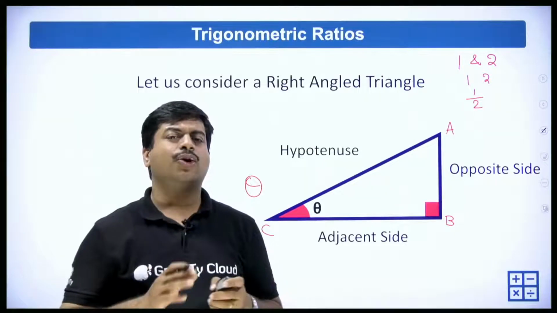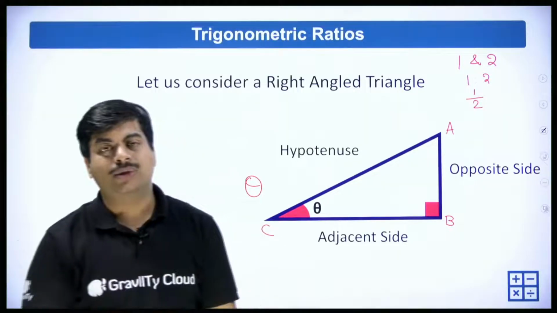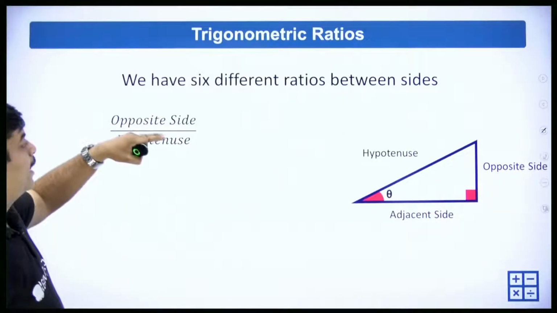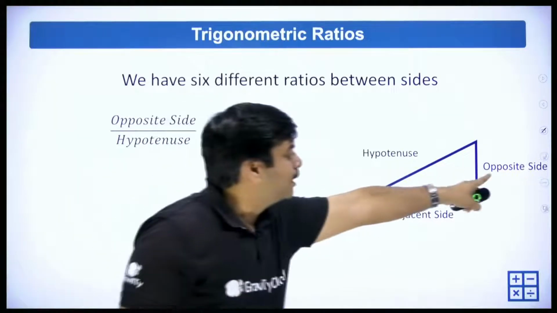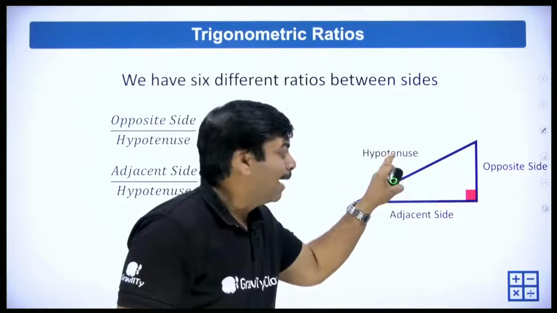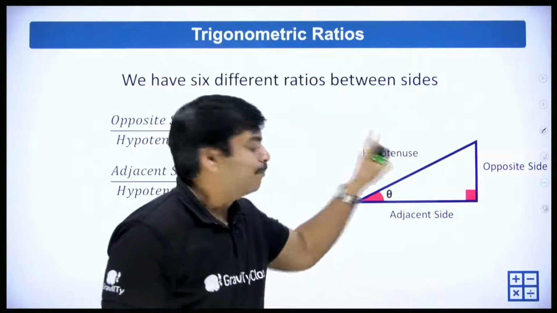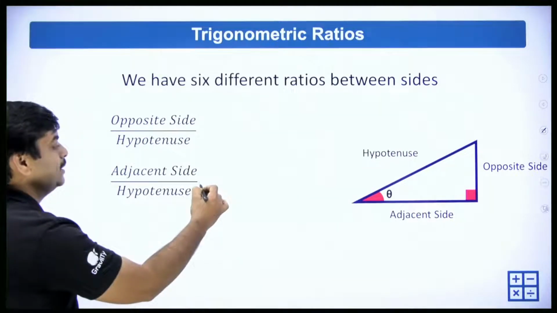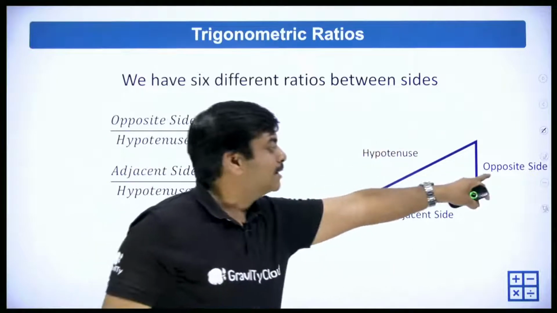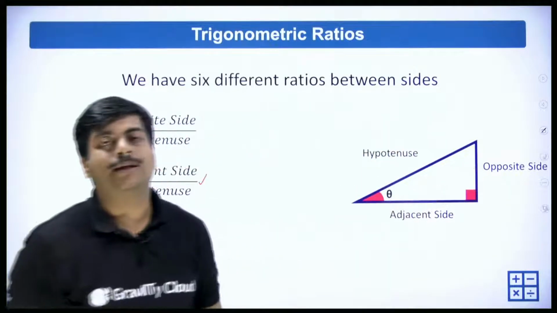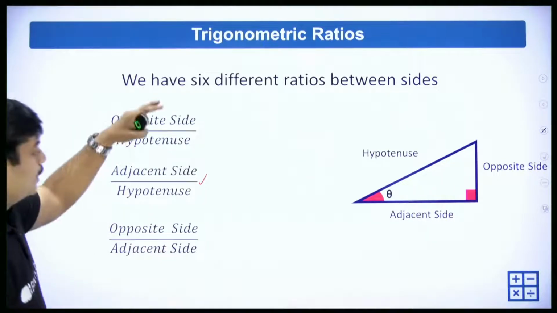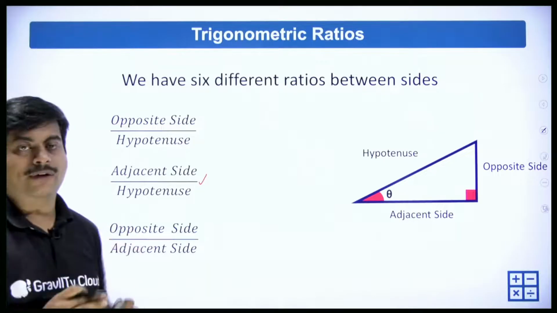So let us see what all the possible different ratios with the sides are. The very first one will be opposite side by hypotenuse. The next one is adjacent by hypotenuse. Now, without hypotenuse, we consider only these two: opposite side by adjacent side. These are the three main trigonometric functions.